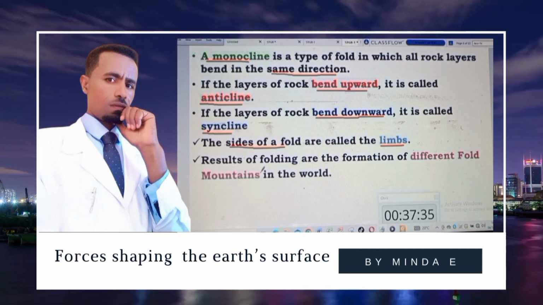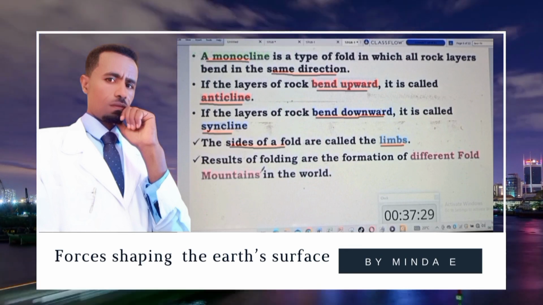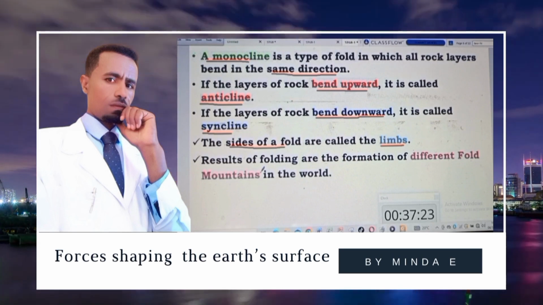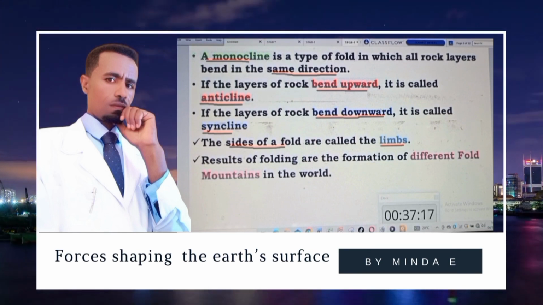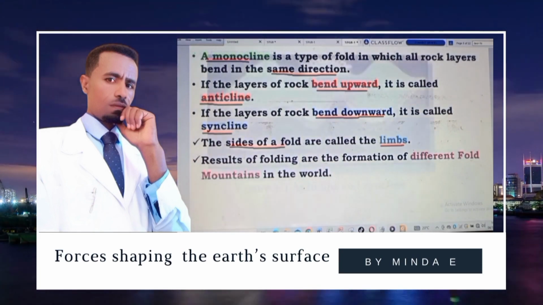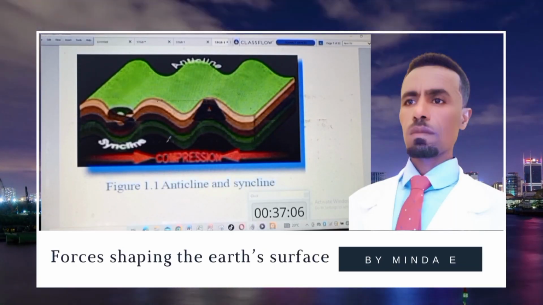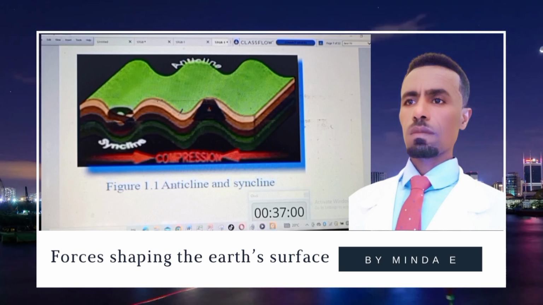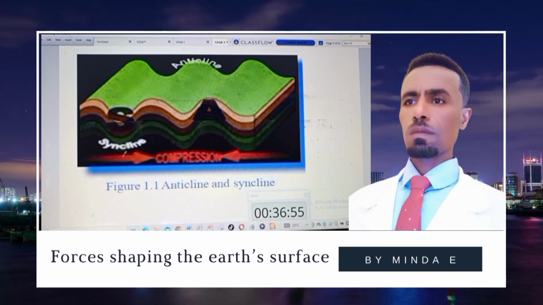The result of folding is the formation of different fold mountains. So the outcome of different types of folding is the formation of fold mountains. There are different fold mountains in the world. Here we have a figure. From this figure, we can understand the difference between upward folding and downward folding.